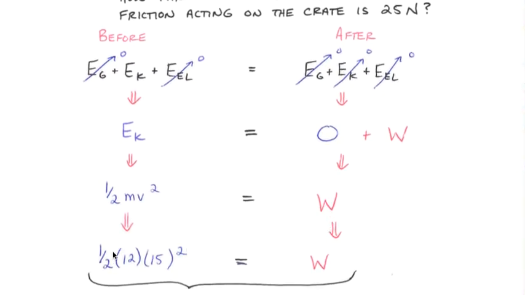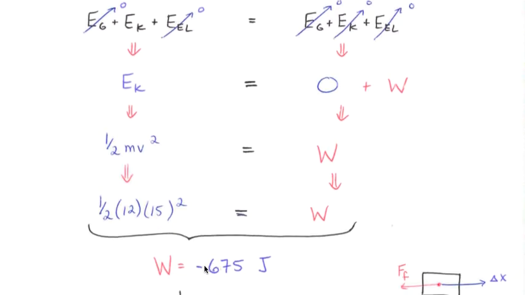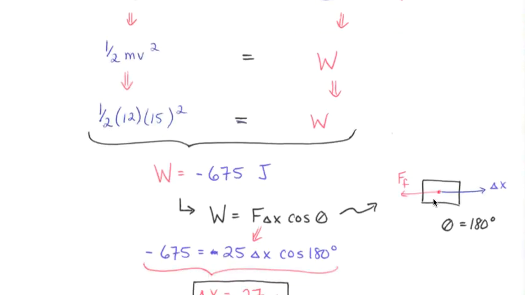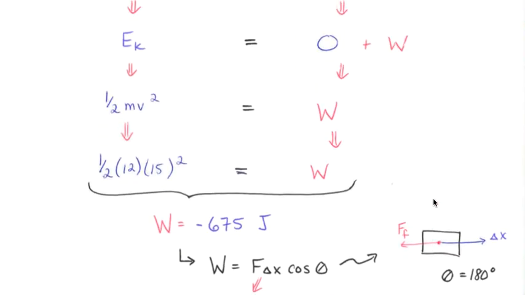Plug in the values I know, and I can find that the work performed was negative 675 joules. I had 675 joules of kinetic energy initially. I lost all that mechanical energy, so I must have produced 675 joules of heat energy, sound energy, etc. We have to go one step further here. It is a slightly more difficult problem.